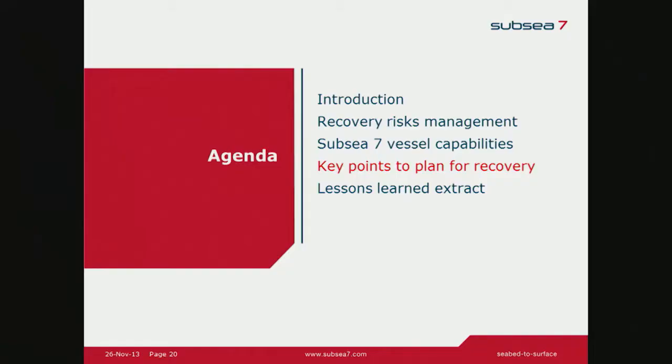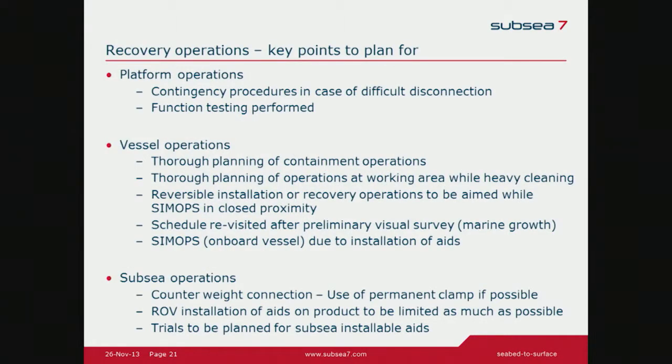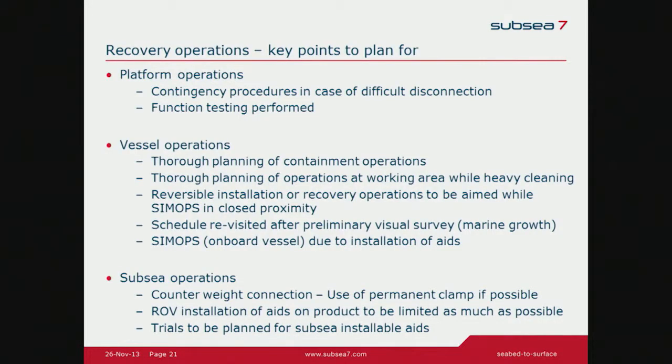So, key points to plan for recovery. First, platform operations. What has been highlighted before via the risks list is that contingency procedures need to be in place, and that is also valid for vessel operations. This applies in case we have a difficult disconnection of the topside line, but also function testing of the equipment on board the floater needs to happen well before, so that we have good assurance of using the equipment.